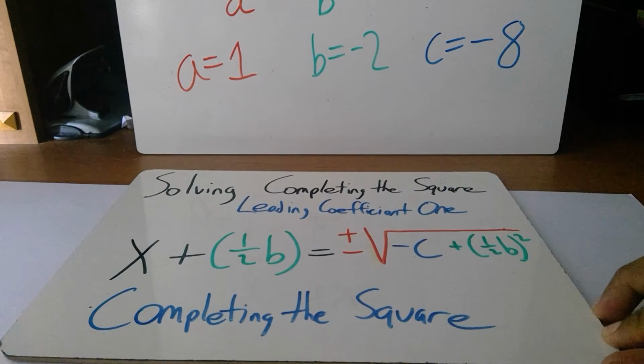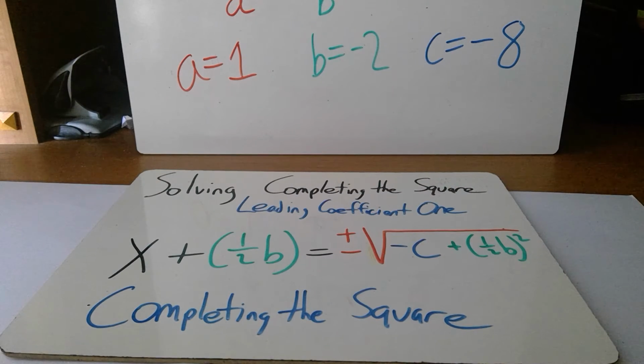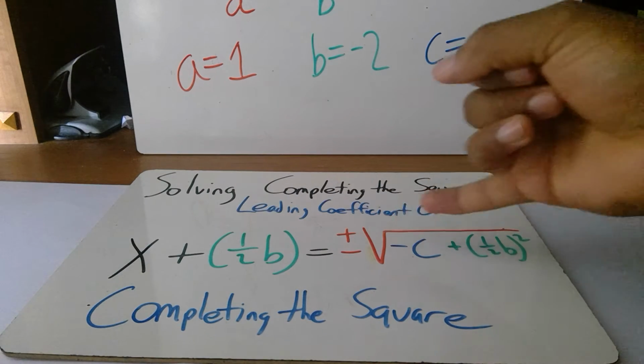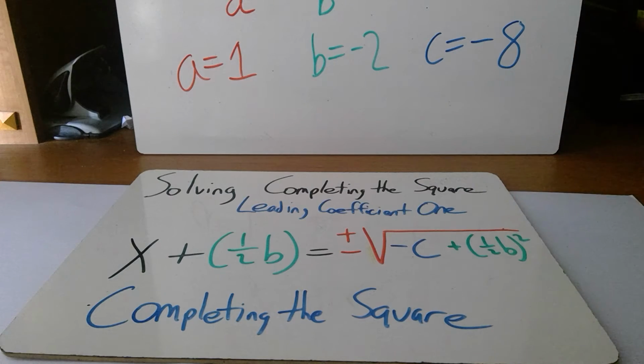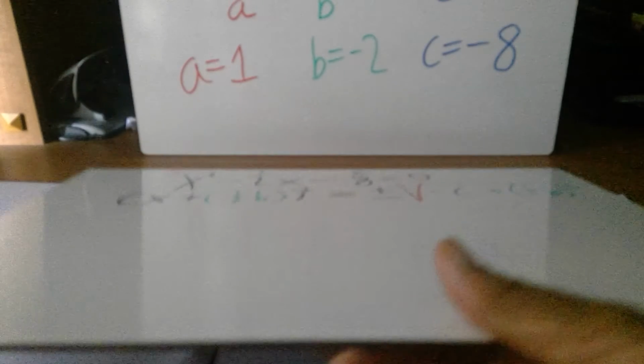Now, we are doing half of B. All you have to do is take half of B and make two equations. Then we're doing the square root of -C plus half of B squared. That's it, and then we're going to solve. It's going to take us less than 30 seconds. We're doing this quick, fast, and in a hurry.